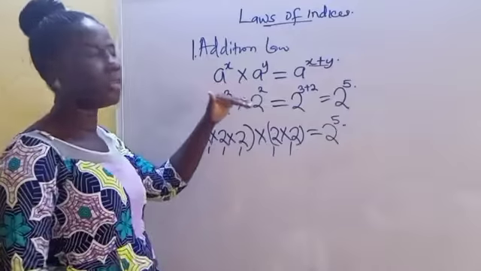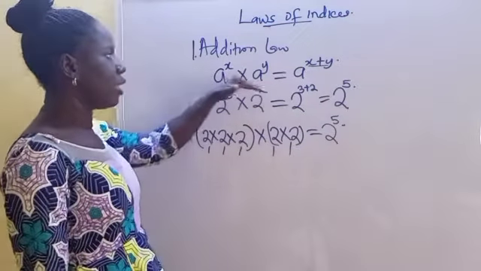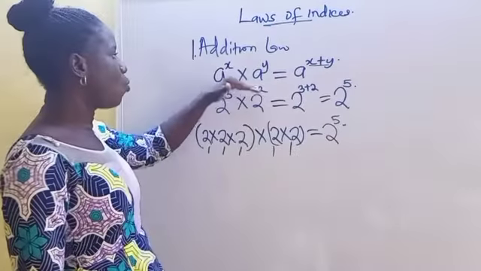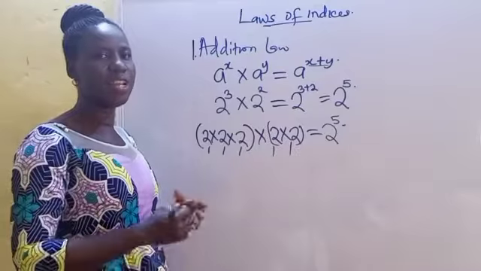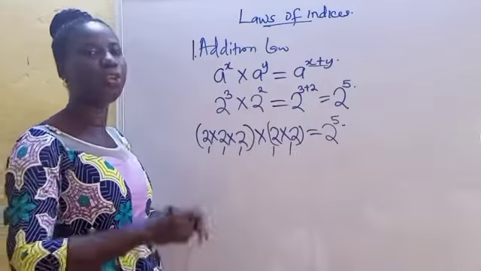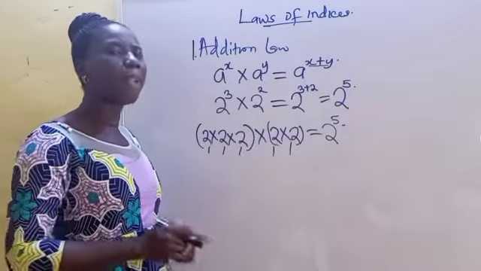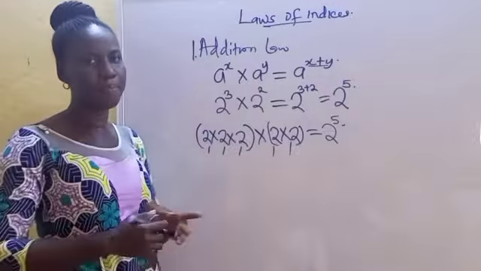So when we have any equation like this, and you want to find what the index looks like, simply know that you apply the addition law. And you only apply the addition law if they are both in the same base.